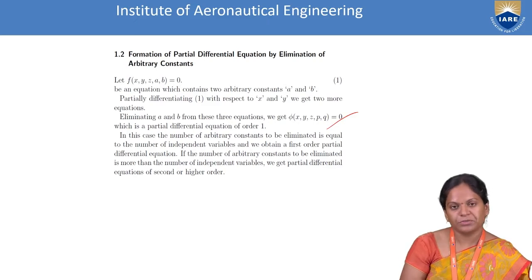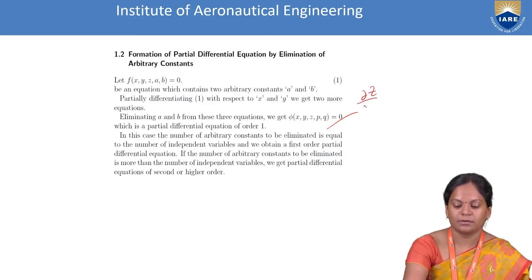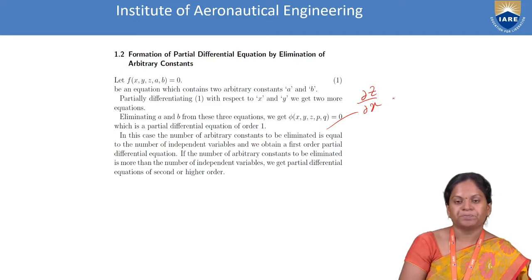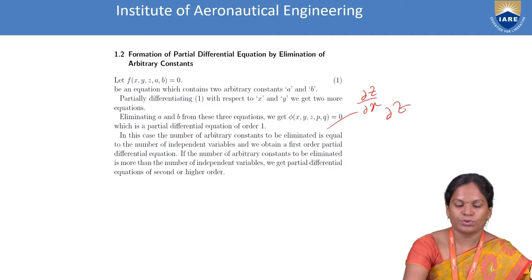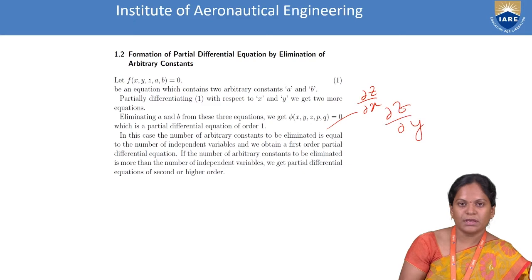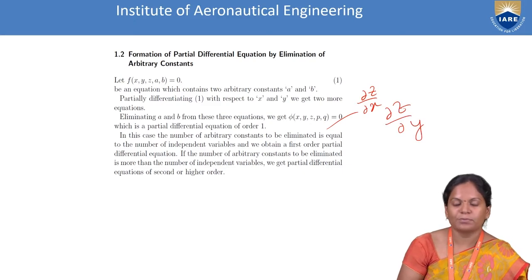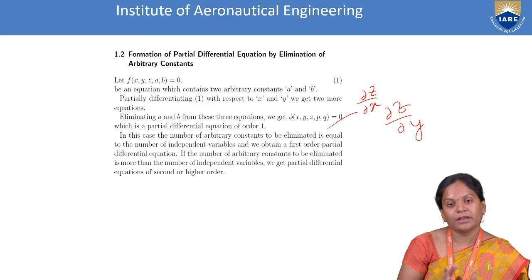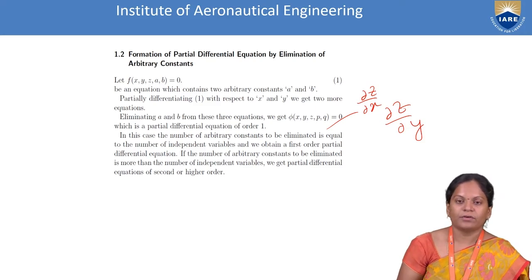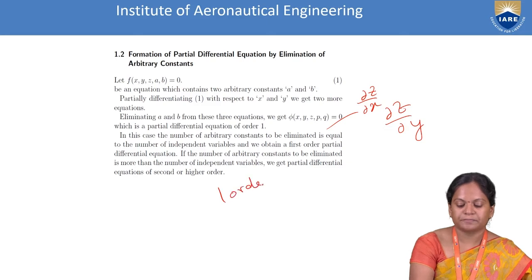If we differentiate with respect to x, we get an equation in terms of ∂z/∂x, which lets us eliminate a. And with respect to y, we get another equation in ∂z/∂y, which lets us eliminate b. Using these equations, we eliminate the arbitrary constants a and b. Here we have to differentiate only one time, so definitely we'll get a first order partial differential equation.